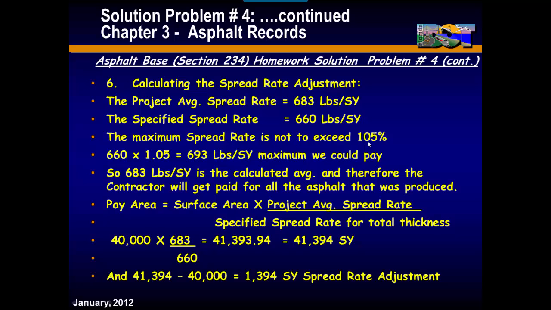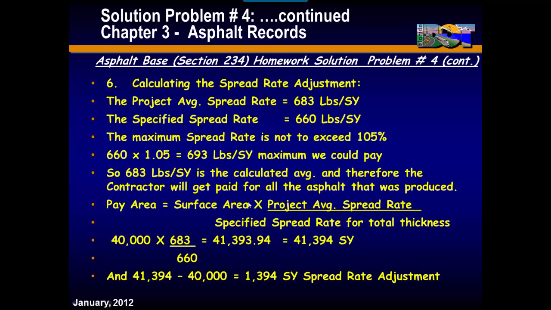So the next step is to see how much we could actually pay for as far as the project average spread rate. So 660 times 105% is going to equal 693. Now that's all that we can pay. If the contractor placed 694, we can only pay him for 693, because that's what the specifications allow. All right, so 683 is the calculated average, and therefore the contractor will get paid for the asphalt that was produced, because we could pay him up to the 693. So 683 is what the actual average spread rate was, so no more worrying about going over 105%.